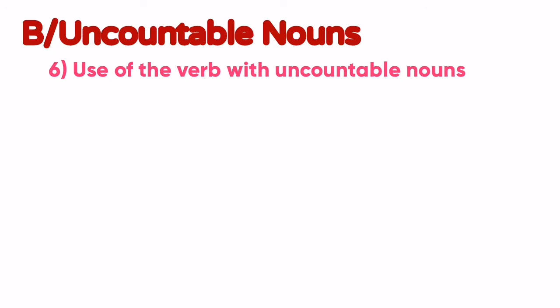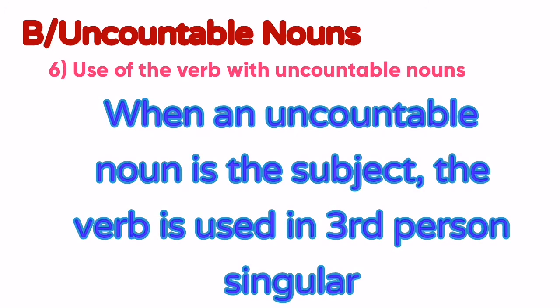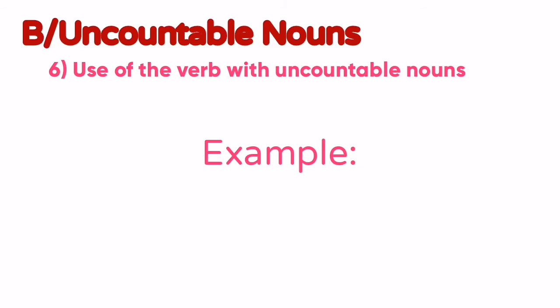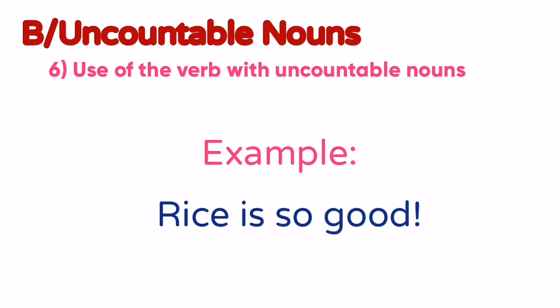So here's the thing: when using an uncountable noun, always remember to put the verb in singular form. For example, rice is so good. Here the verb to be is in the third person singular, even though we can have a big amount of rice, but the verb has to be in singular form.